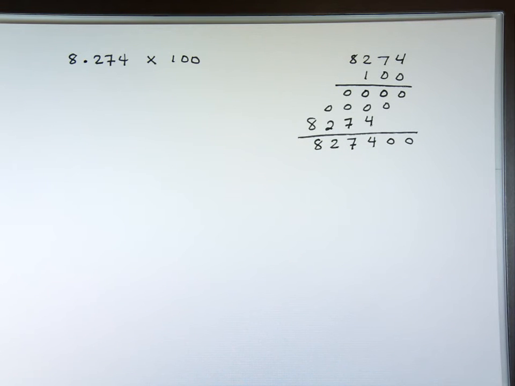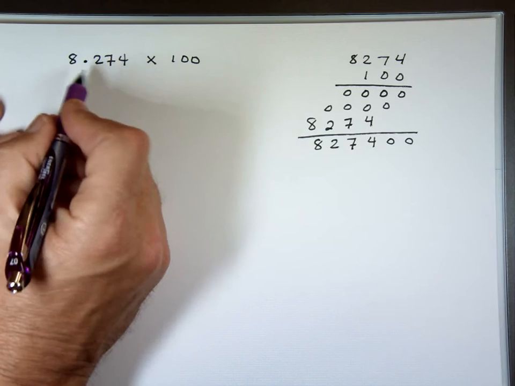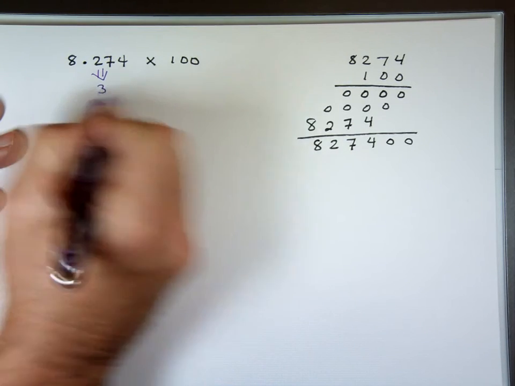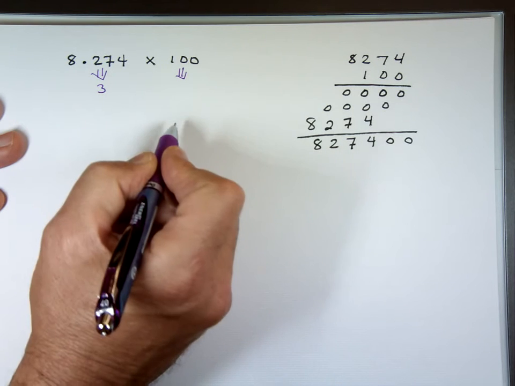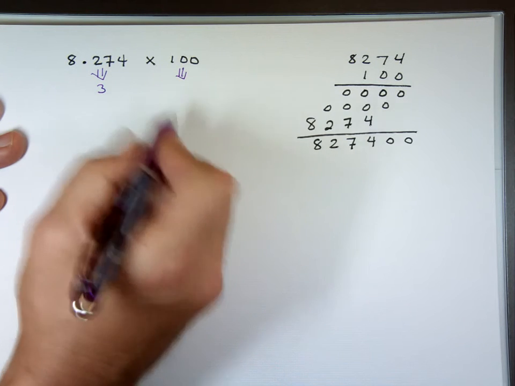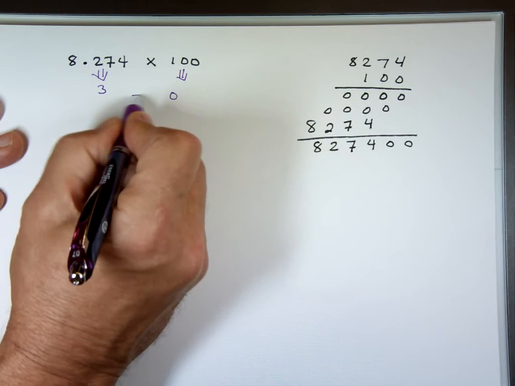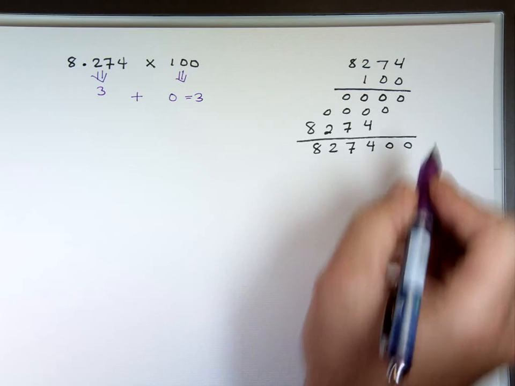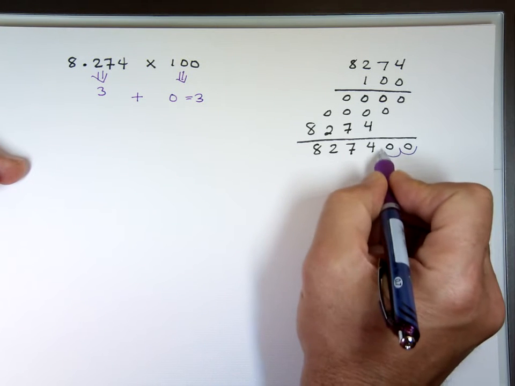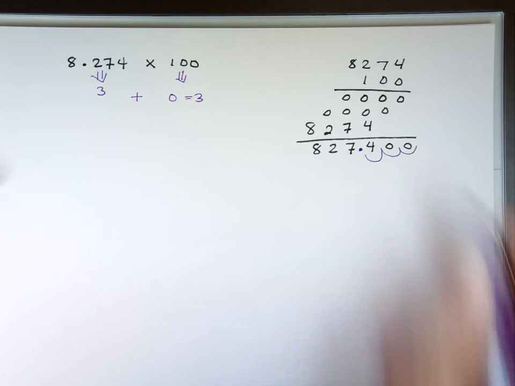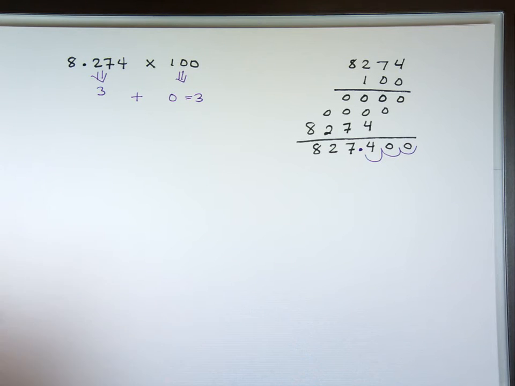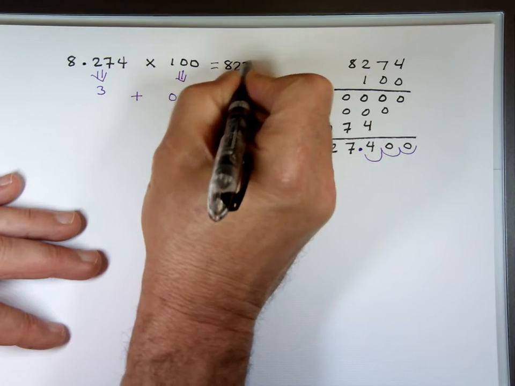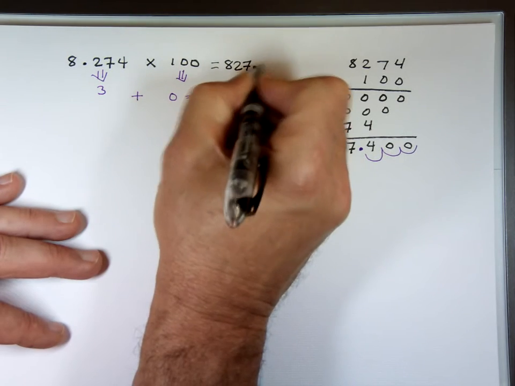Now let's see. How many digits to the right of the decimal point here? 3. And how many digits to the right of the decimal point here? None. I don't see even a decimal point. So what's 3 plus nothing? 3, let's move the decimal point. Start from here, move it 3 places to the right. So what's your answer? 827.4. I don't need to write 0, 0 after that.